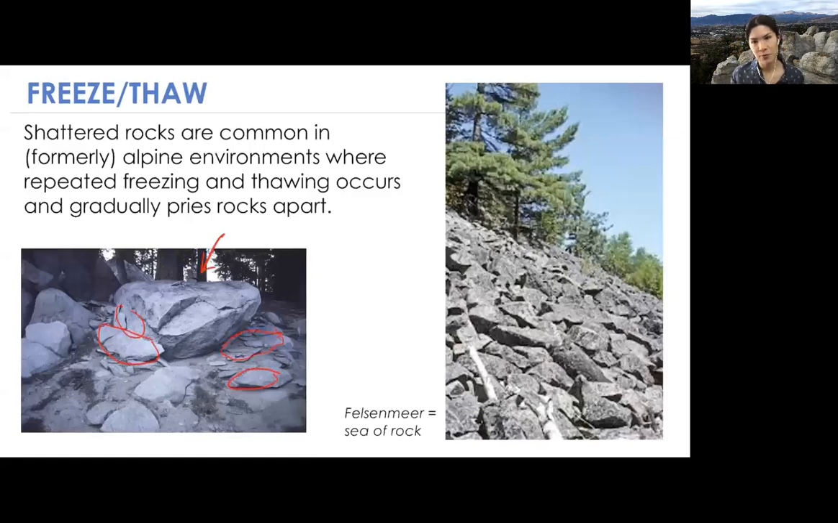And if this continues for a long period of time, we may get things that look like the right picture, which is called Felsenmeer, or a sea of rock. This is a whole hill slope of rock that has been broken up by freeze-thaw processes and is now just sitting there waiting to be moved.